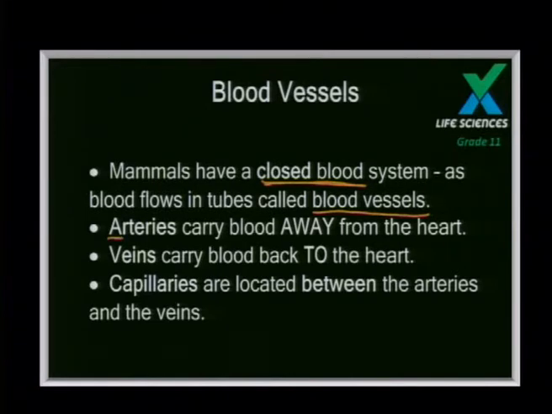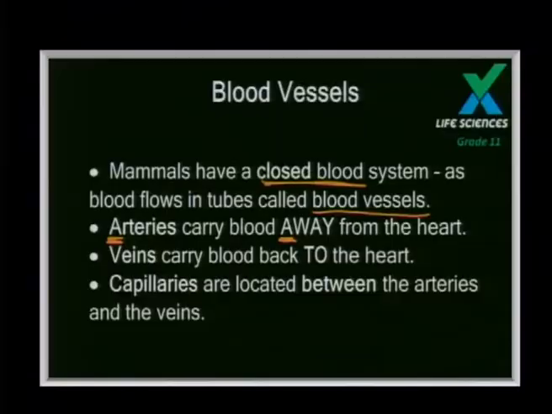Arteries carry blood, remember A for artery, away from the heart. So your pulmonary artery will be carrying blood to the lungs, away from the heart. It will be deoxygenated. And your aorta carries blood to all the parts of the body for systemic circulation. Please remember, people, we have double circulation. Veins carry the blood back to the heart.